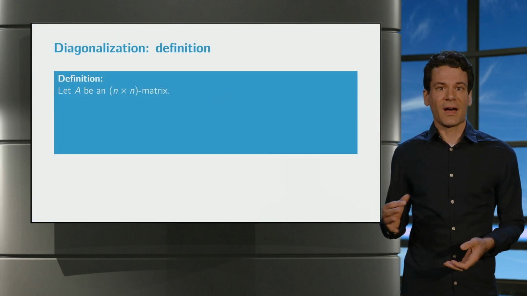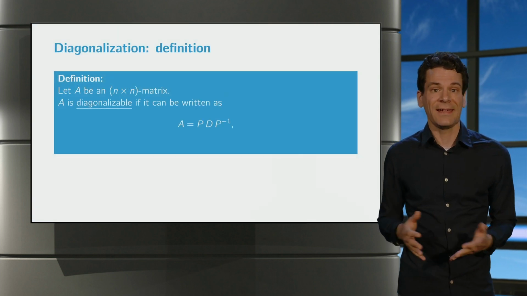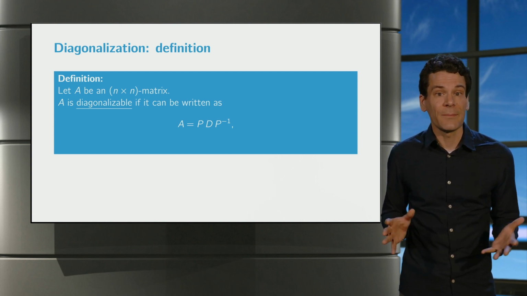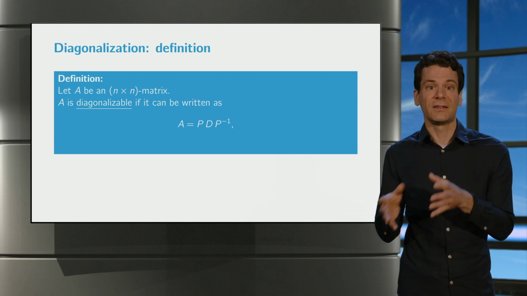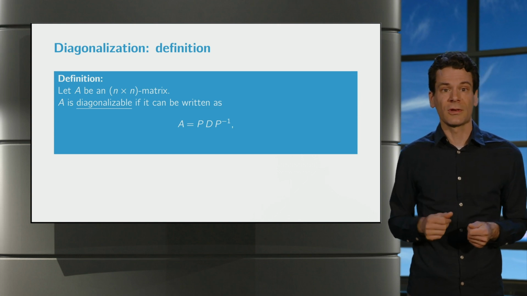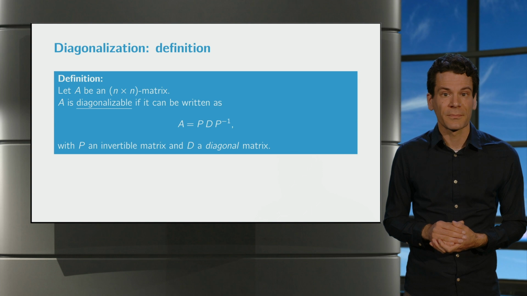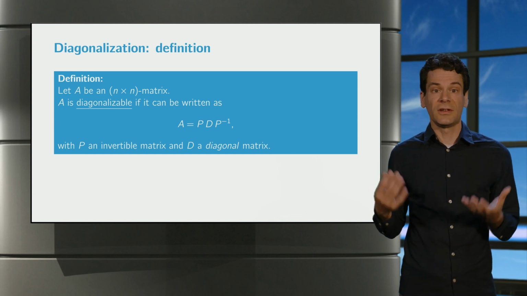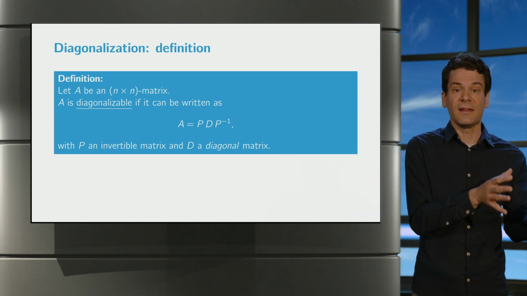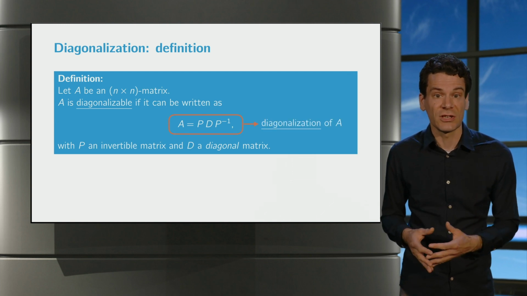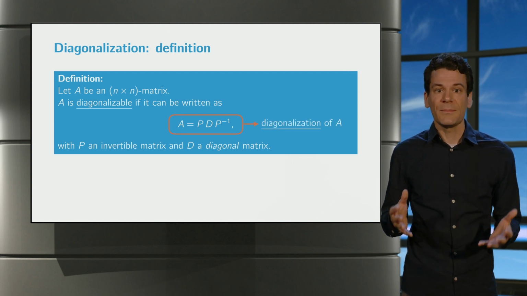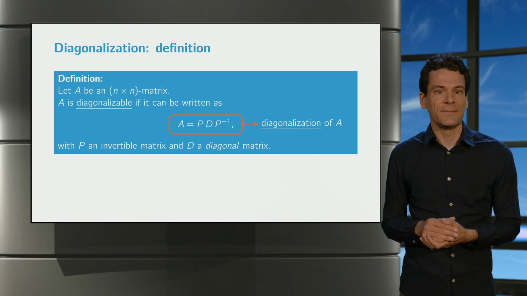Let A be an n by n matrix. Then A is called diagonalizable if it can be written as a product P times D times P inverse, with P an invertible matrix and D a diagonal matrix. In this situation, the decomposition P times D times P inverse is called a diagonalization of A. Let me give you an example to illustrate the definition.